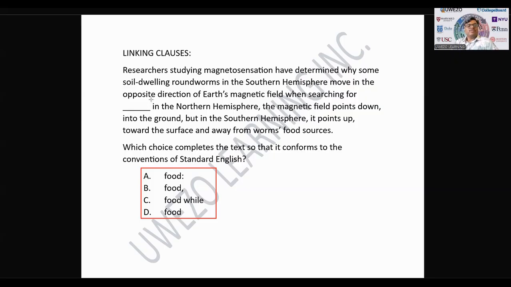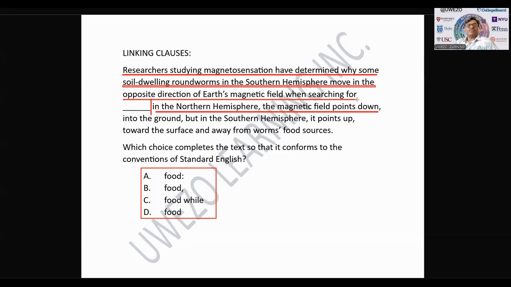Let's look at the information after this now. So in the northern hemisphere, the magnetic field points down into the ground. So in the northern hemisphere, the magnetic field points down. This is an independent clause. So the sentence before and the sentence after, these two sentences. Okay, so we have two independent clauses, but to confirm, we'll need to read the entire text.